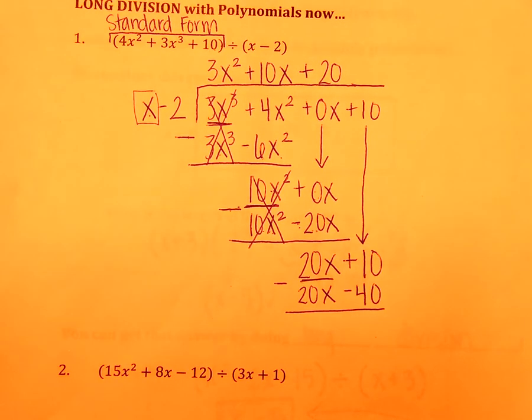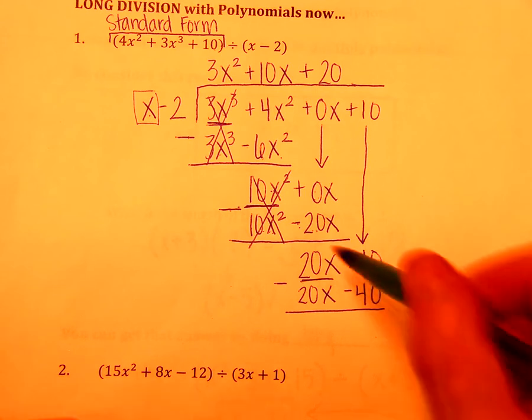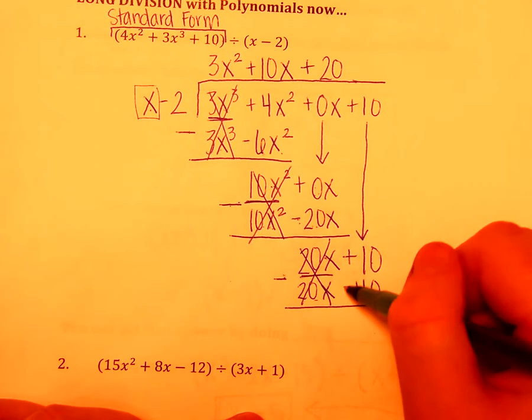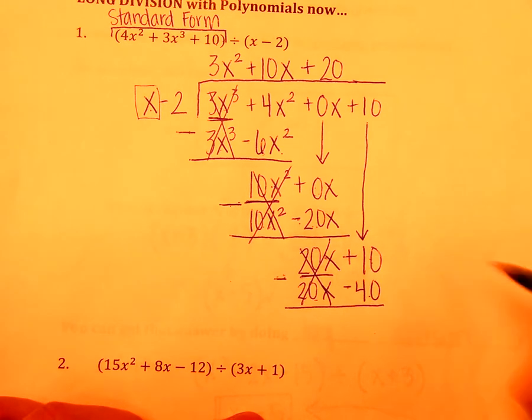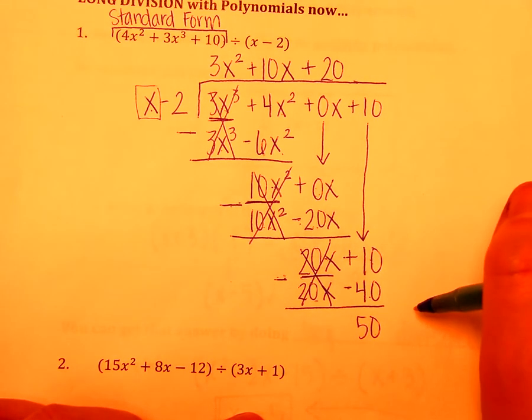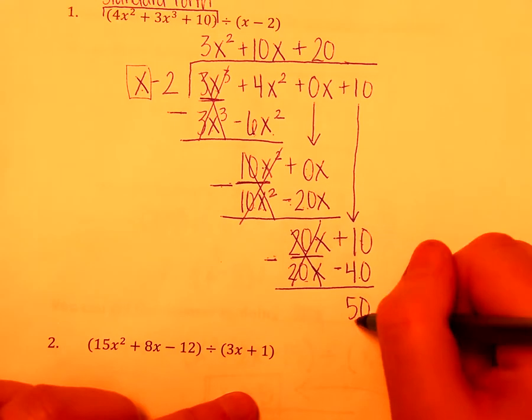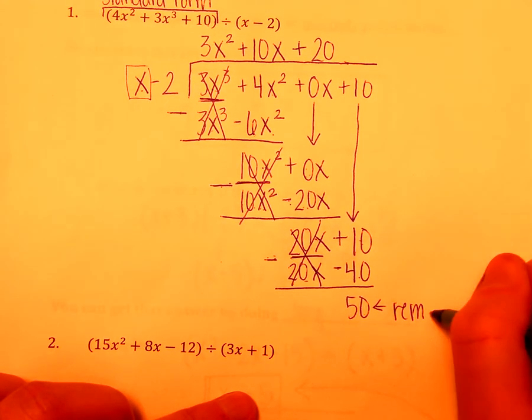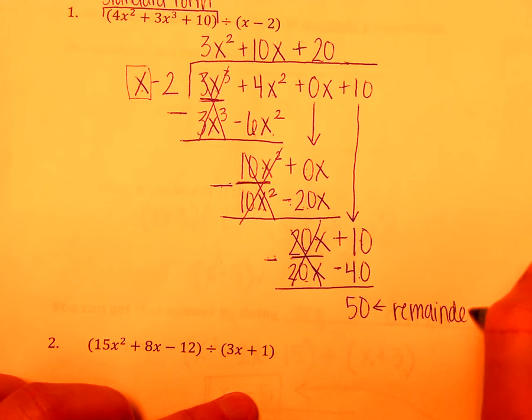You should be noticing a nice pattern here. The 20x minus the 20x, that should always cancel out, and it does. 10 minus negative 40, that's 10 plus 40. That would be 50. And I don't have anything else to drop down, so we are done. The 50, though, that's my remainder. So label that as remainder right there.